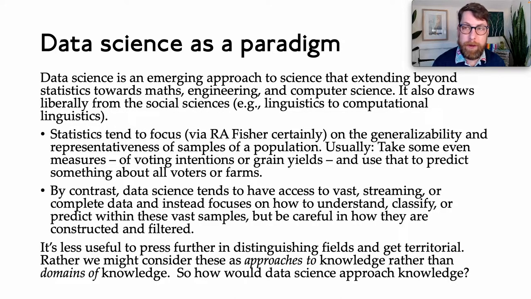Now, from statistics, we have a lot of really compelling and useful algorithms and measurements that are a real central part of data science. But data science tends to be slightly different or focus on slightly different approaches and questions. You tend to have access to vast streaming or complete data, such as every comment on a forum or every comment in a thread, and instead focuses on how to understand that data, how to classify it, how to describe it, and how to predict things within these vast samples, but also to be careful about how to construct or filter them. So we can't use usually all of Twitter all the time, but we don't necessarily want to randomly sample from Twitter either. We want to think carefully about, you know, are we going to focus on everything with a particular hashtag or everything that mentions a certain word or from a certain person? And so those questions are not just about how we generalize, but how we sculpt the data that we're going to first access and then make some claims about.